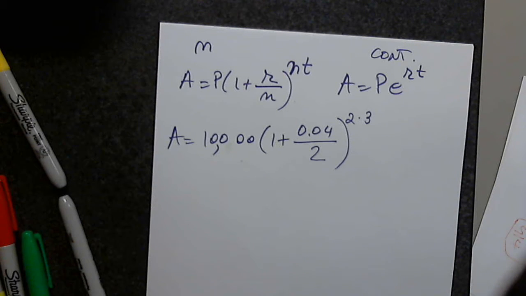So we have 10,000 in parentheses 1 plus 0.04 divided by 2, close the parenthesis, caret, in parentheses, 2 times 3, or just write 6, close the parenthesis, and press enter. So it's 11,261.62. So do not do it piece by piece, because you may make a mistake. You may have to round up, and the answers will not come out.